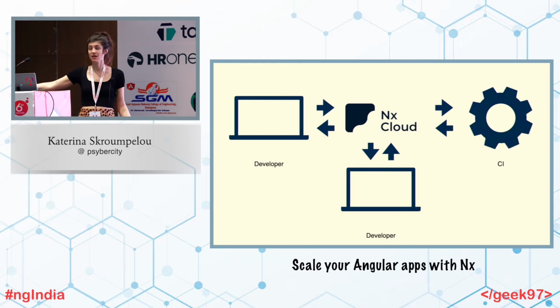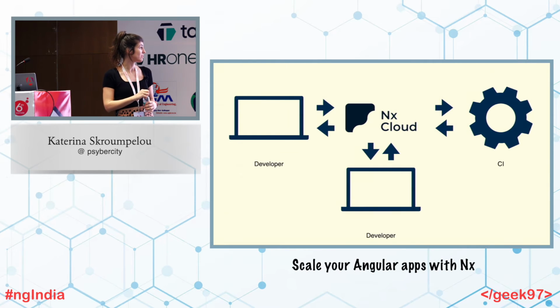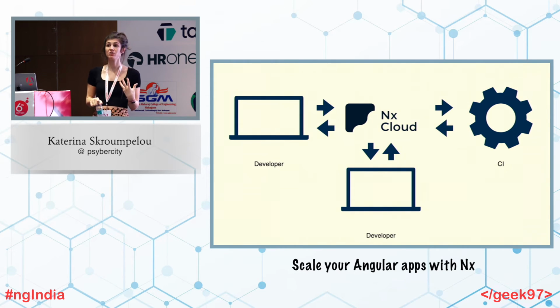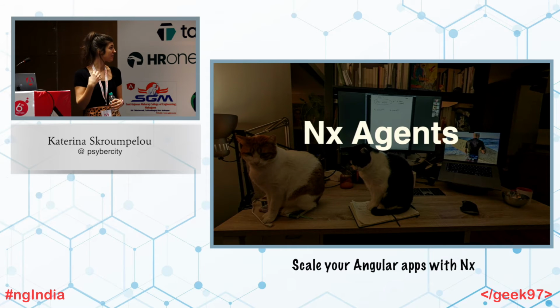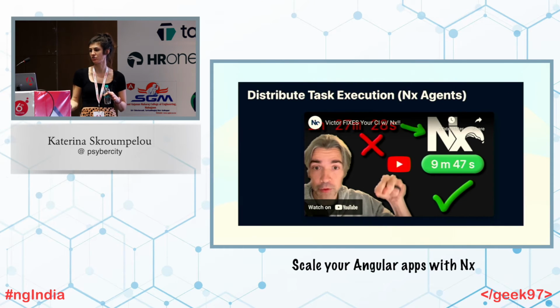But it's not just you and the organization that's benefiting, it's every developer that feels this benefit, because everything is much more efficient. The other concept that we have, the distributed task execution, is called now NX Agents. NX Agents lets you distribute your CI across many machines with minimal configuration. You can watch this video that we have on YouTube and see a real-life example recorded by Victor to explain how this happens.